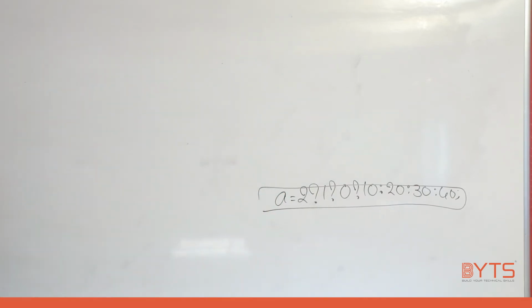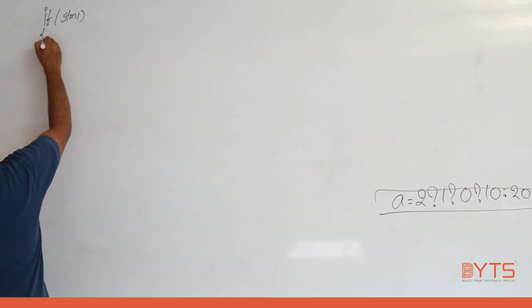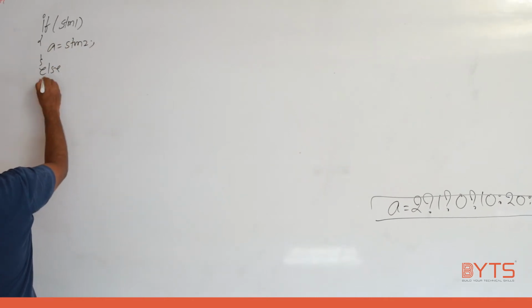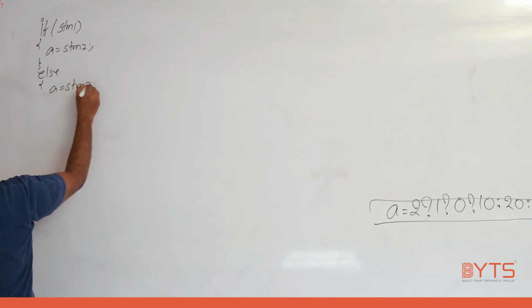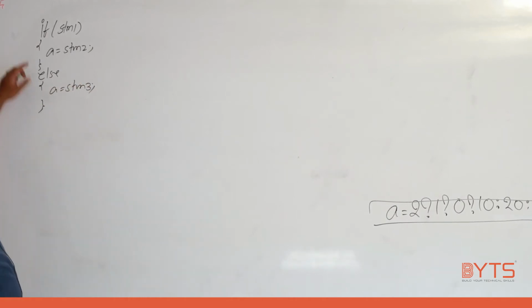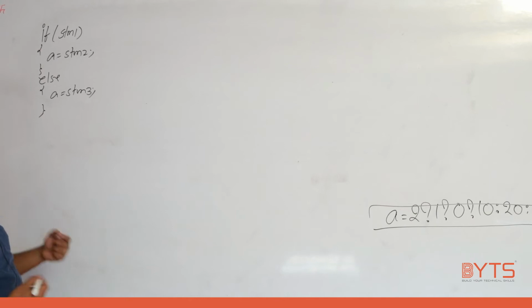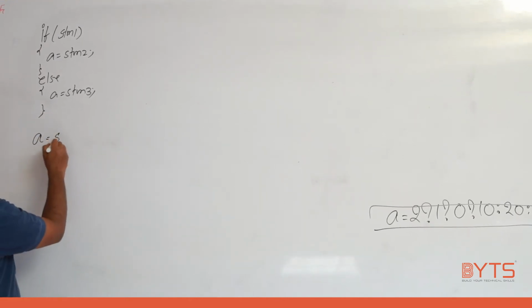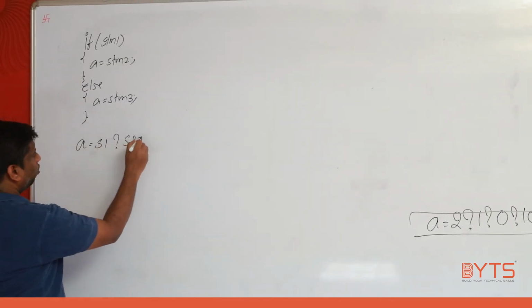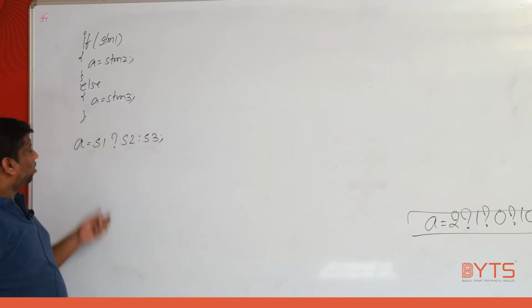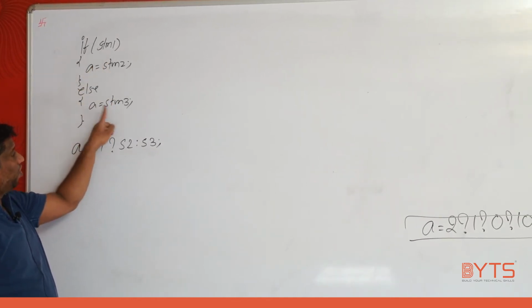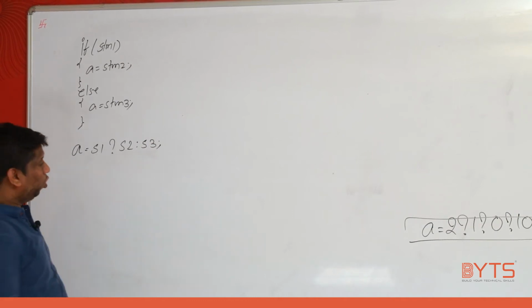Fine. See here. If statement 1 A is equal to statement 2 else A is equal to statement 3. Now we need to convert this into conditional. How do you convert this into conditional? See here. A is equal to statement 1 question mark statement 2 colon statement 3, right? Statement 1 is true, the value of A is statement 2. Statement 1 is false, the value of A is statement 3. Now I will write one more, you just work on it.